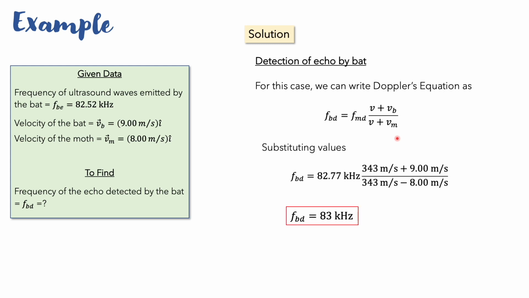Now we put in the values and calculate the frequency. It is 83 kilohertz. This is the frequency that the bat will detect. Notice that the bat actually emitted 82.5 kilohertz, but when it reflected from the moth and reached the bat again, it was 83 kilohertz, right? It is more than what the bat emitted originally.